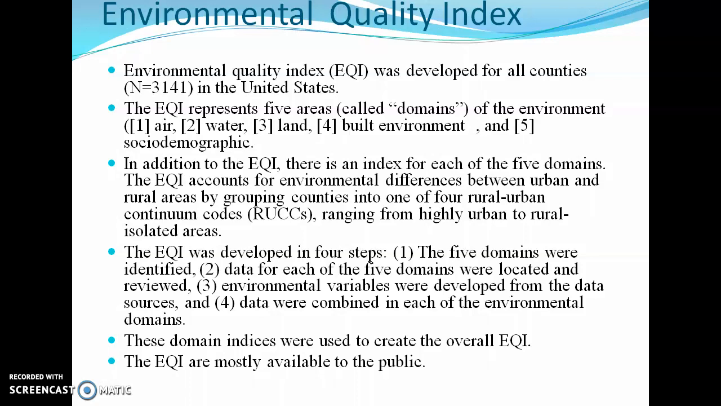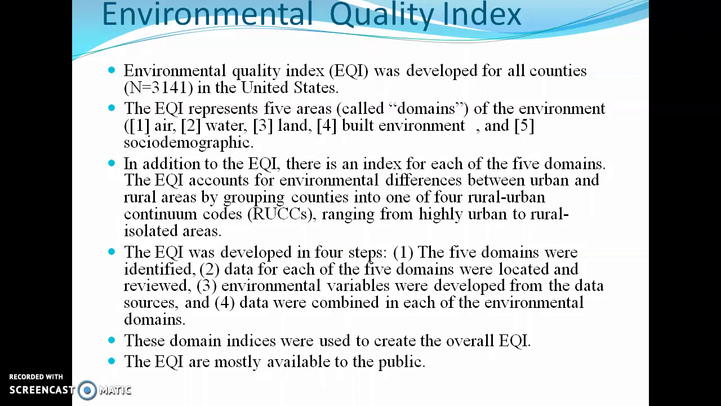Now we have seen the 5 domains. Now these 5 domains are used to calculate EQI. So all these domains individually will have a particular index, and there are 4 codes. Those codes are called rural urban continuum codes, RUCC. Those 4 codes we are going to see at the end of this presentation.